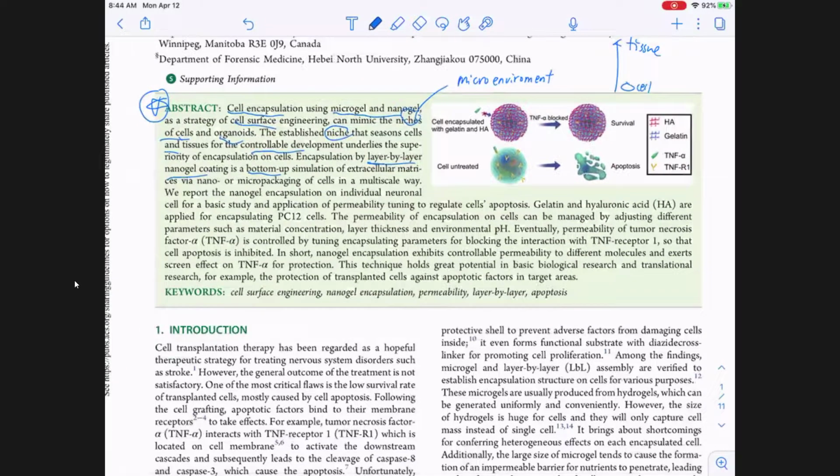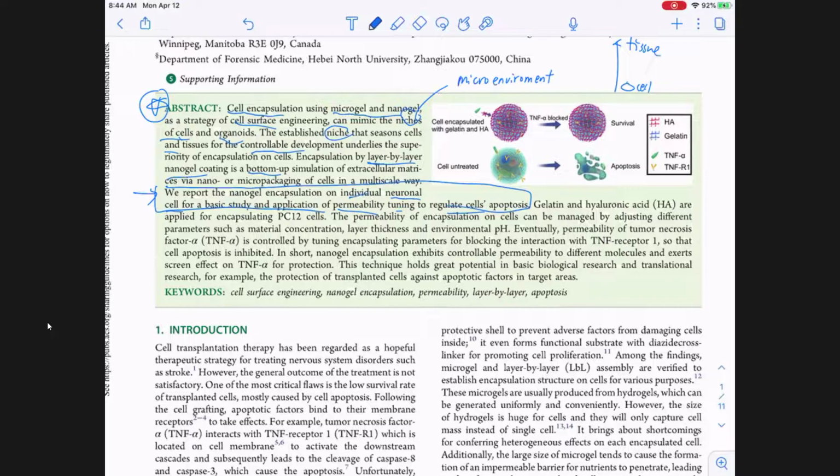So here we report a nanogel encapsulation on an individual neuron cell, like this one. The nanogel works as a matrix or scaffold, but this scaffold is only for a single cell, to study the permeability and porosity, and to tune cell apoptosis. So this one is the general objective, right?